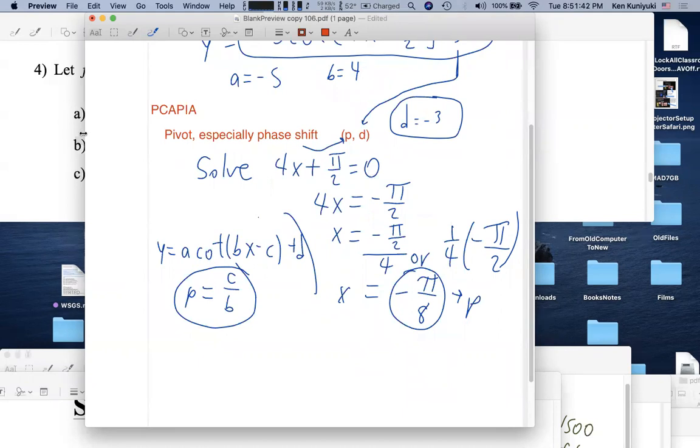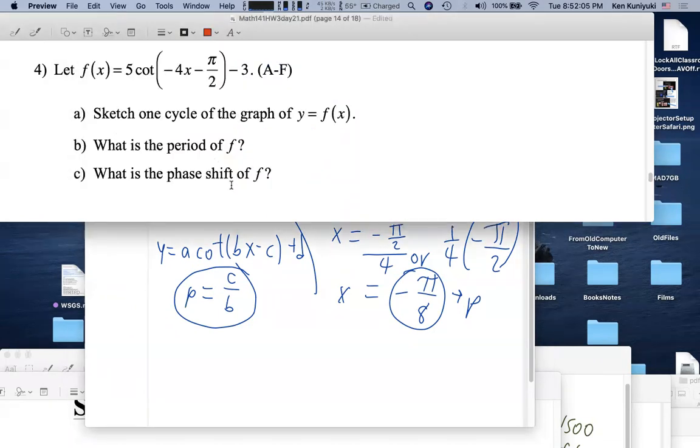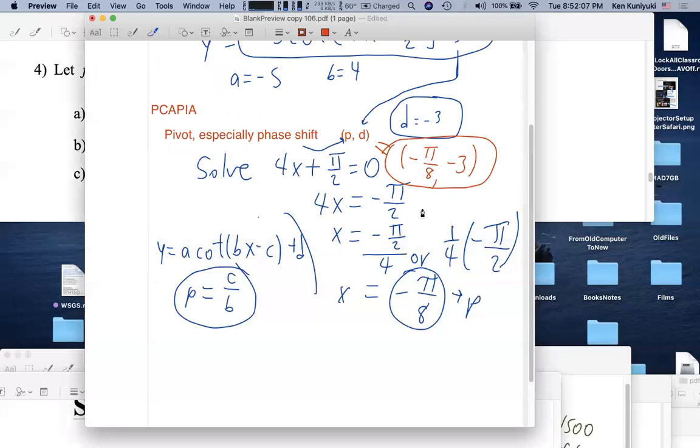All right. So anyway, the phase shift should be negative pi over 8, we think. So then I think the pivot should be negative pi over 8, comma, negative 3. So we're going southwest, down to the left. Okay, I'm answering C. C is negative pi over 8, I think.